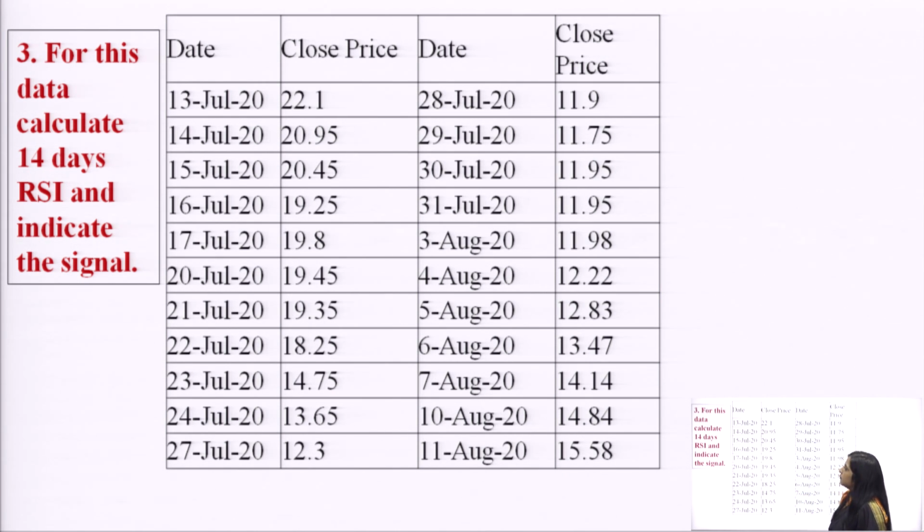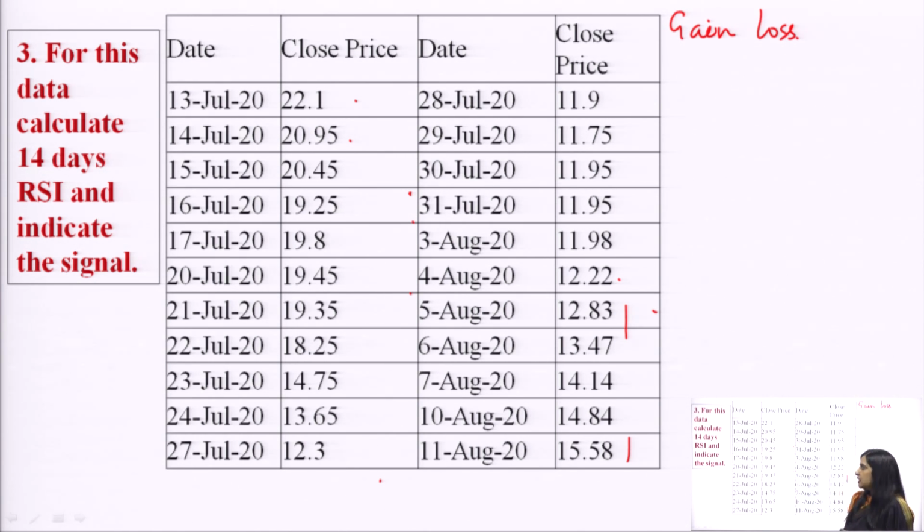My next question is: for this data, calculate 14 days RSI and indicate the signal. See, to calculate the RSI, what do we have to do? We have to calculate per day gain and loss for all these days. If we find out the gain and loss for each day, if we compare the prices, every day there is a loss, and if we go on, there is a loss, and from here if we see, there is a gain. So, generally there are losses. So, the trend, if we see, is a bearish trend.